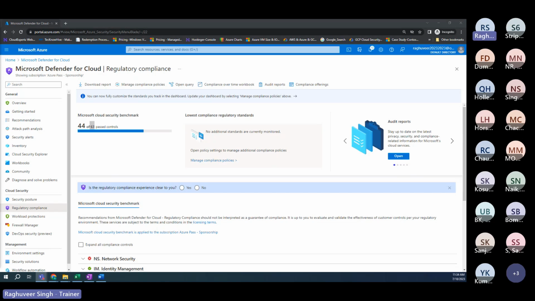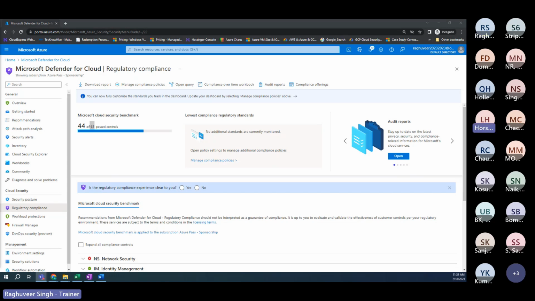Okay, so it says you don't have any default policy assignment. You need to click on Manage Compliance Policy. In the Manage Compliance Policy, on the next screen, you will need to select your subscription. On the subscription, where it says Enable All Plans, underneath you will see Foundation CSPM and Defender CSPM. You will need to enable them.